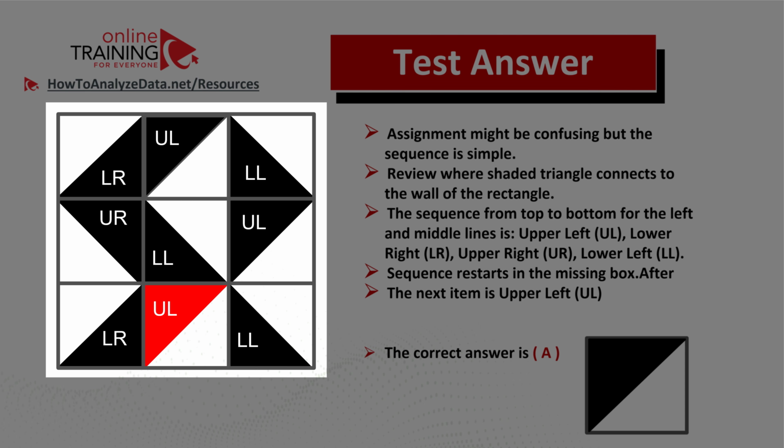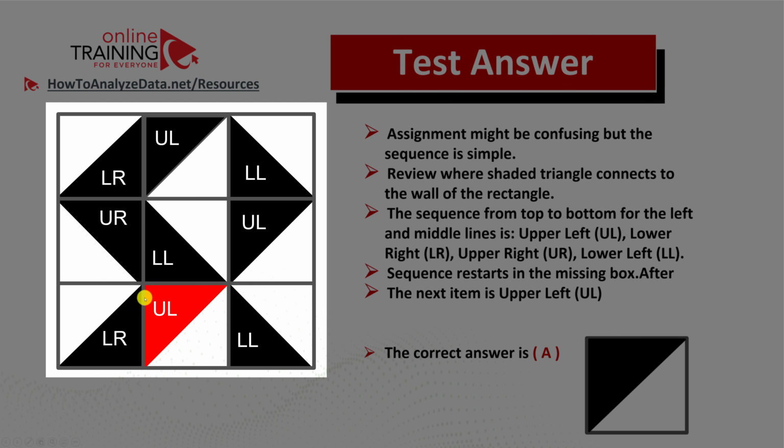As usual, to solve these types of questions, you need to look at the sequence. And sequence is determined by where inside dark triangle connects to the inside walls of the rectangle. So for example, if you look at the left and middle line, this is where the sequence is. You see that it starts with upper left, so we have upper connection and then left connection. Then goes to lower right, so we have lower connection and then right connection. Then goes to upper right, and then goes to lower left.